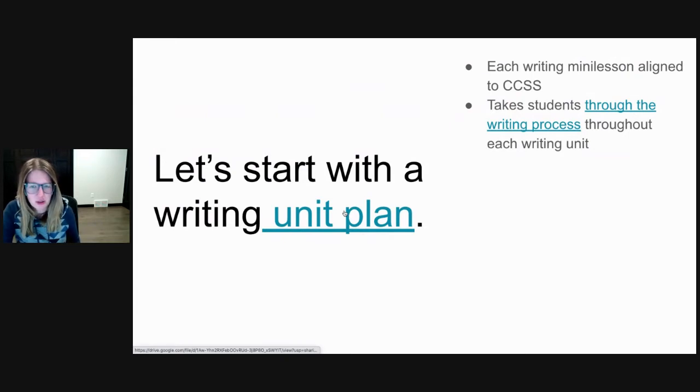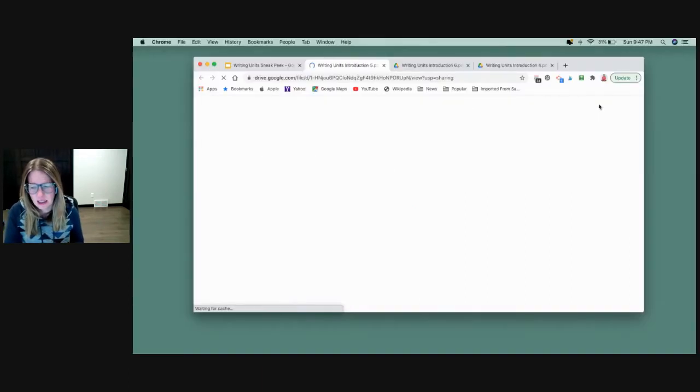Some things I want you to notice about the writing unit plan: each writing mini lesson is aligned to a Common Core state standard, and it takes students through the writing process. So let's take a peek at that writing process.